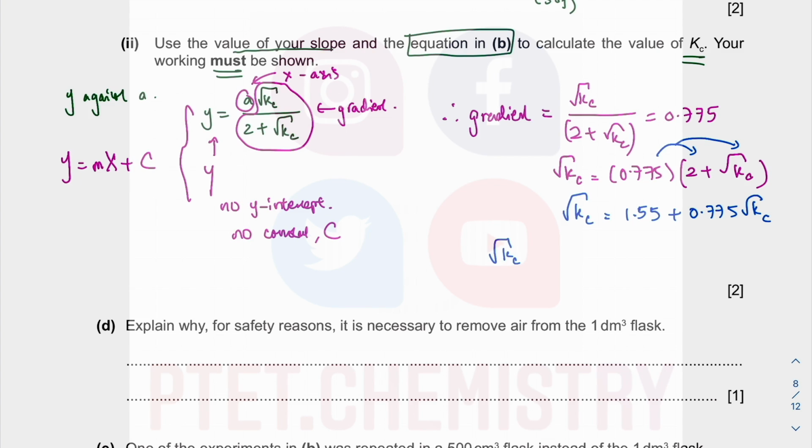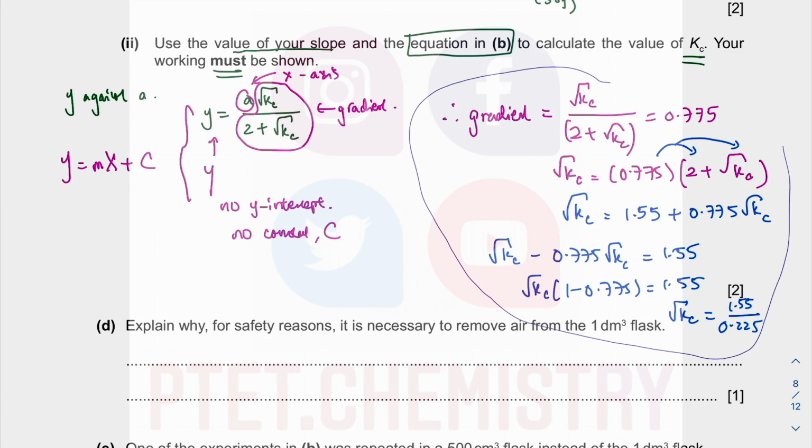Alright, so Kc minus 0.775 Kc is equal to 1.55. I hope you can factorize this, or at least you can see there is 1 of it. So 1 minus 0.775 is equal to 1.55. Your Kc equals 1.55 over 0.225. Okay, my working is getting a bit long now.